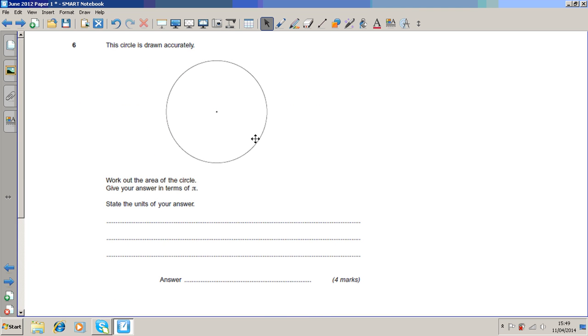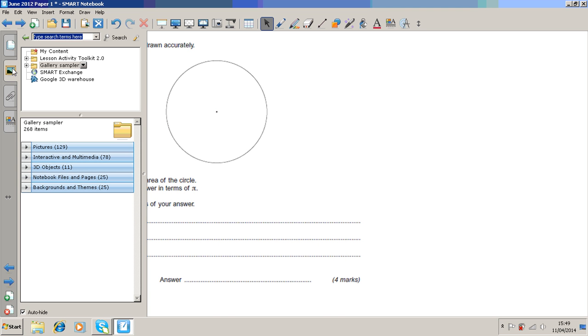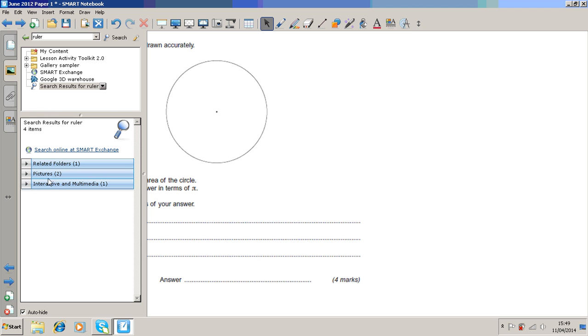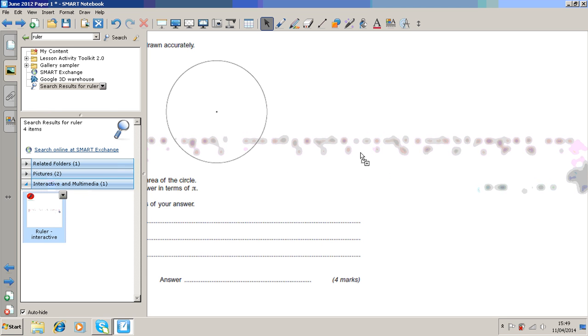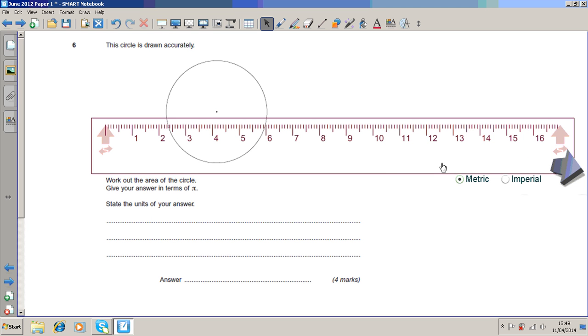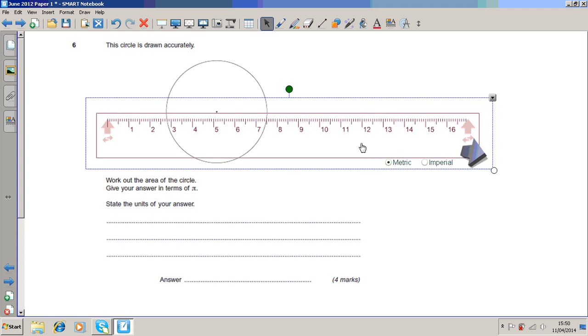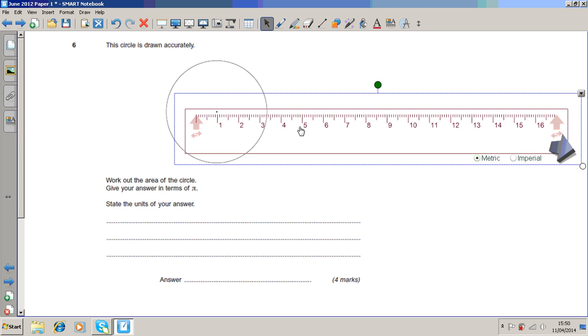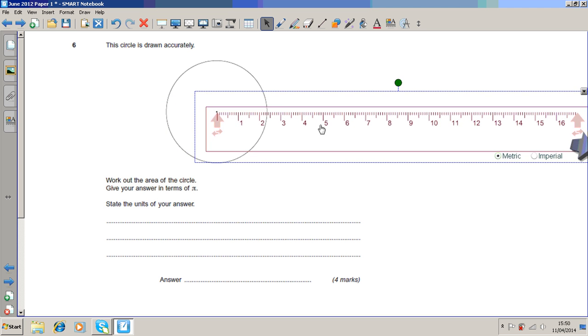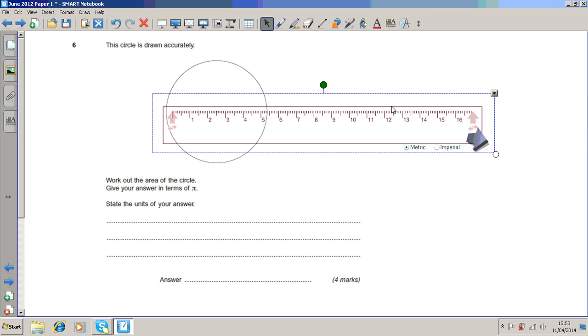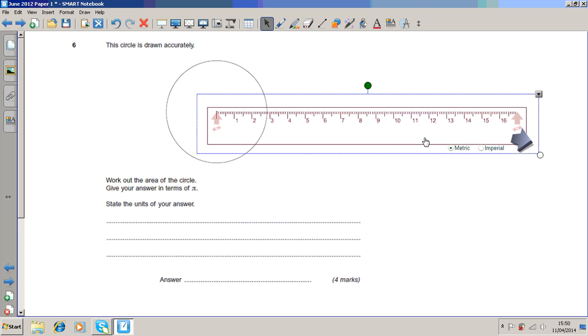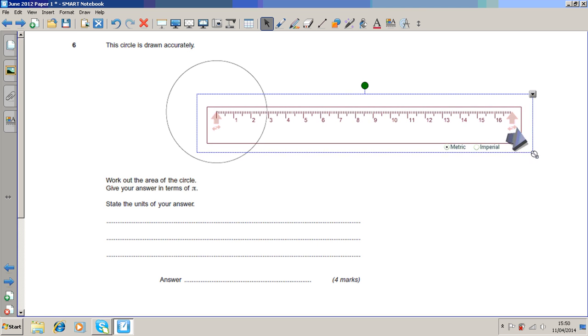Number 6. So, number 6, I need to get myself a ruler, and I'm not going to be able to do this for the actual paper, so I'm going to have to do it for myself, and then you can work out how to do it from there. Work out the area of the circle, give your answer in terms of pi. So, first job, measure it. I don't know this for a fact, but I should imagine it'll probably be quite a nice number. So I'm going to make it 3 for me.